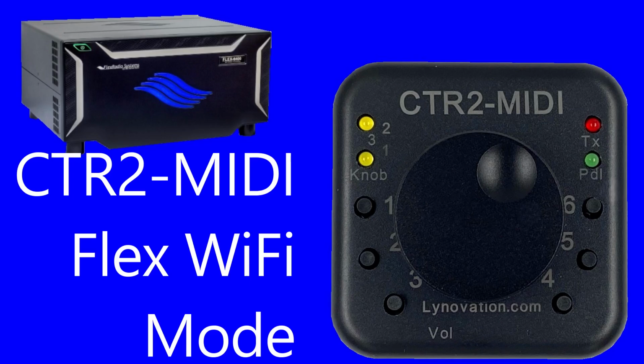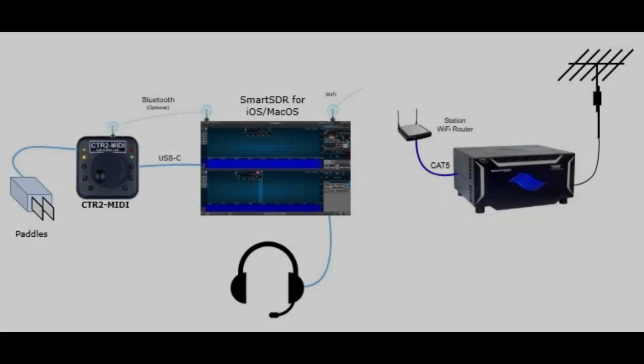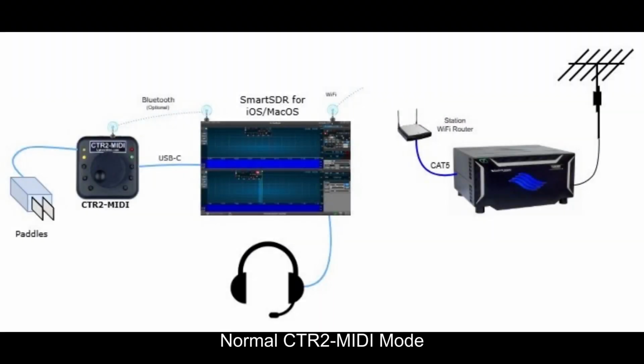Today I'd like to go over the new Flex WiFi mode that has recently been added to CTR2 MIDI version 2.0 firmware. In normal MIDI mode, CTR2 MIDI uses a USB or Bluetooth connection to send MIDI commands to a third-party app. This mode is very similar to using CTR2 dial firmware running on the CTR2 controllers that are based on the M5 dial. This drawing shows CTR2 MIDI connected to the SmartSDR for iOS, macOS app.